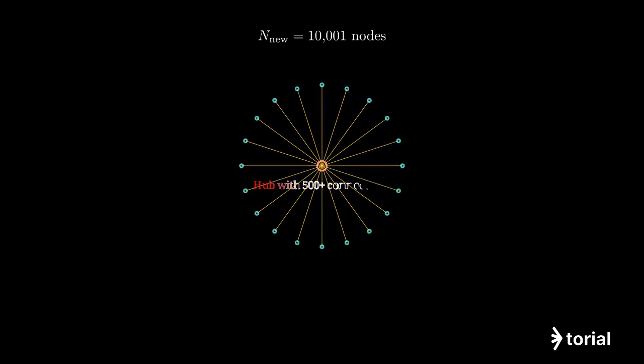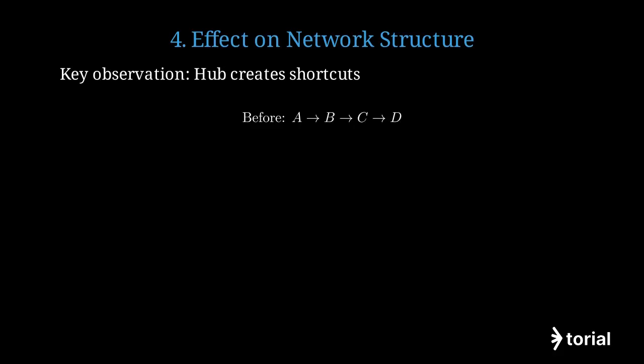The hub node acts as a central connector, linking hundreds of previously distant nodes. This single hub node dramatically transforms the network's connectivity structure. The hub creates shortcut paths between nodes that were previously far apart. Before the hub, a path might require many intermediate steps. After adding the hub, many paths can now go through just the hub, requiring only 2 hops. Many node pairs now have a path of just 2 hops through the hub.